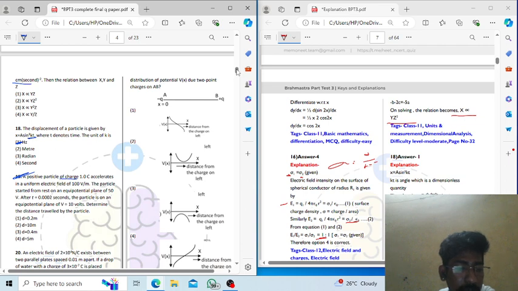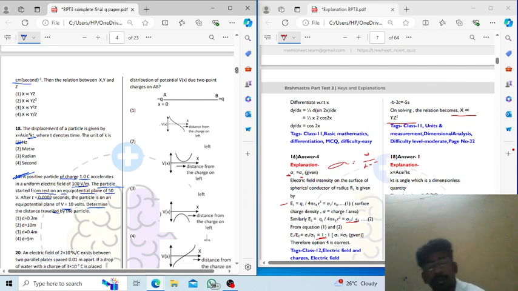Okay, now question number 19. A positive particle of this charge accelerates in a uniform field of 100 volt per meter. The particle started at a uniform potential plane of 50 volt. After t equals 0.002 seconds, the particle is on an equipotential surface of V equal to 10 volts.